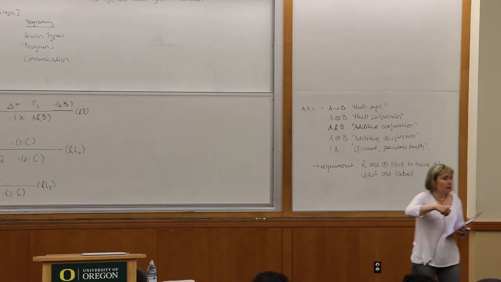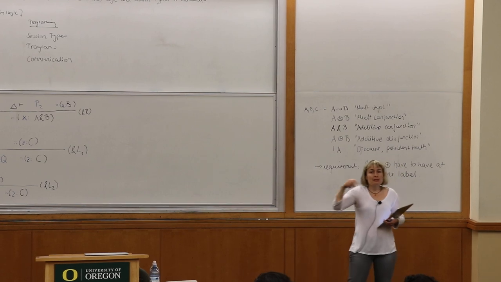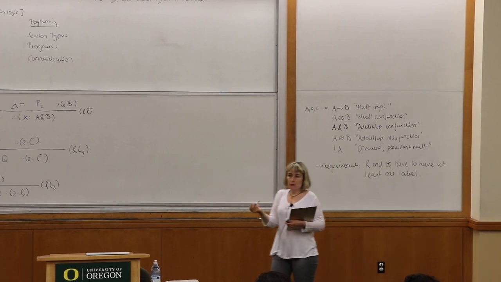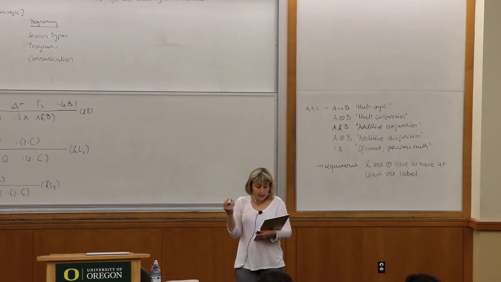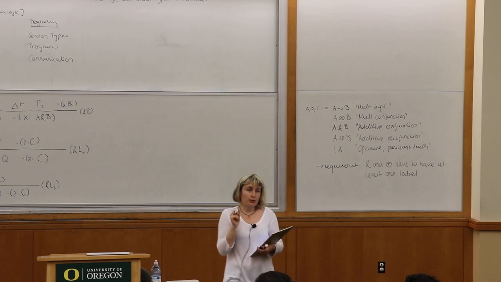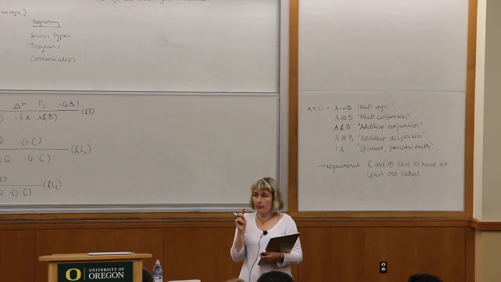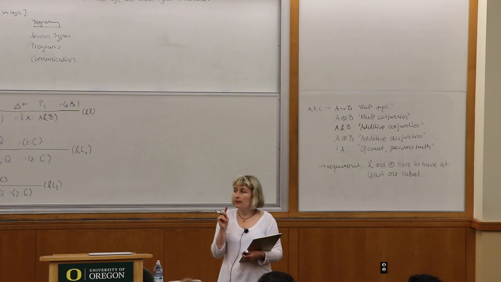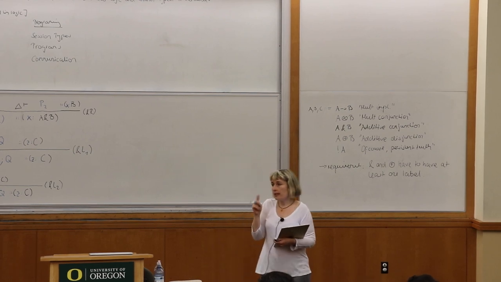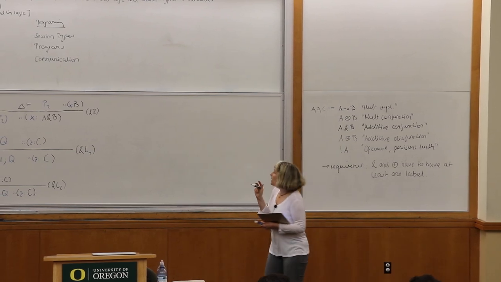Okay, so let's do now the additive disjunction, which is the dual, so it's internal choice, which means it gives the provider the choice. What does that mean already when we look at the right rules? Now that the provider can choose, how many right rules do we get? Two, right? In the binary case.